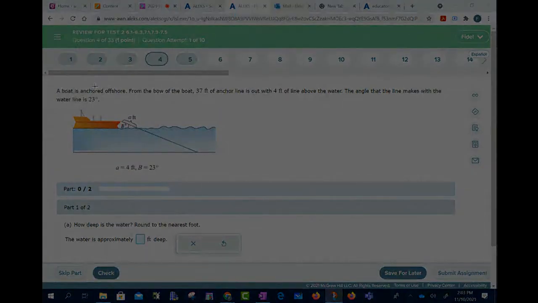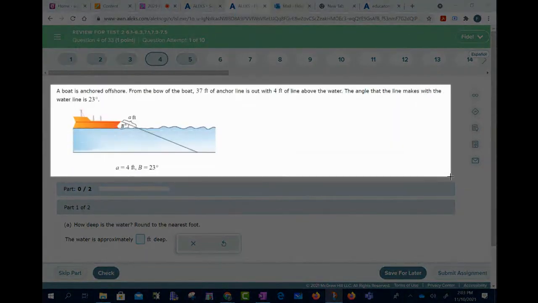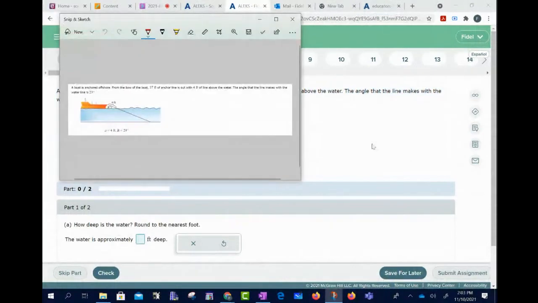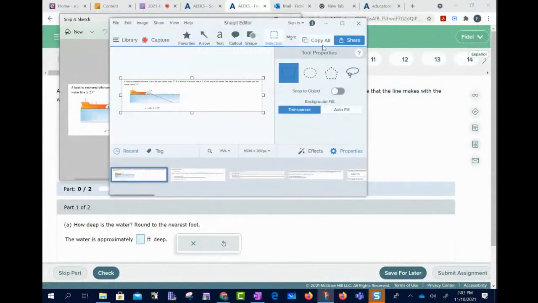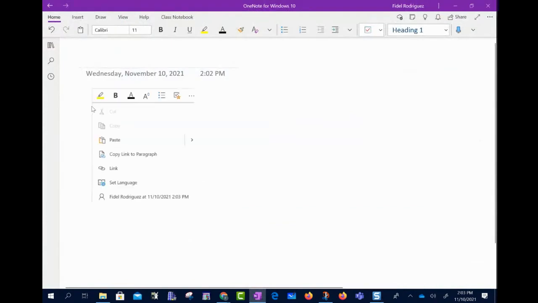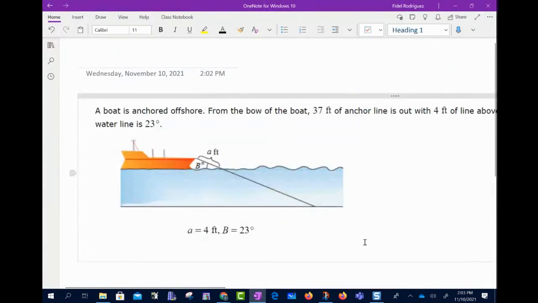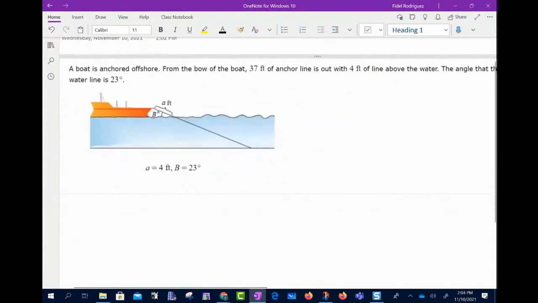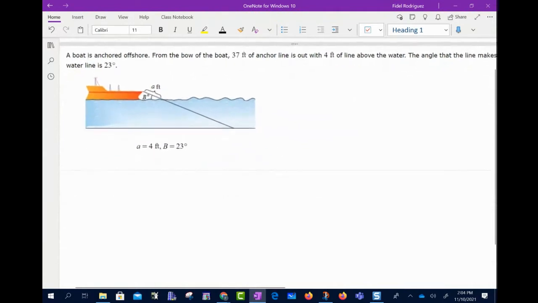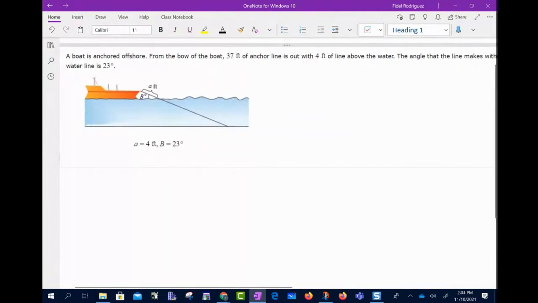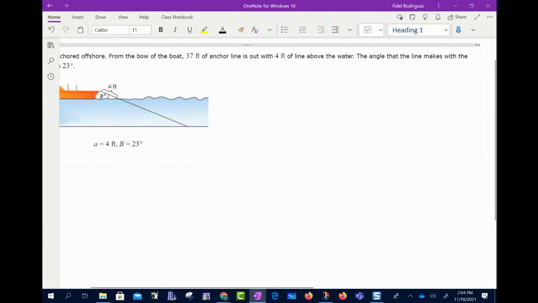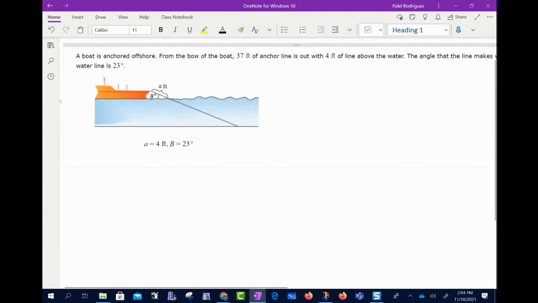Okay, so let's take a look at number 4 here. I'm just going to do a little copy and paste. Let's copy this, and then we'll definitely get to number 8 as well. Okay, so let's see here. It says a boat is anchored offshore. From the bow of the boat, 37 feet of anchor line is out with 4 feet of line above the water. The angle that the line makes with the water line is 23 degrees.